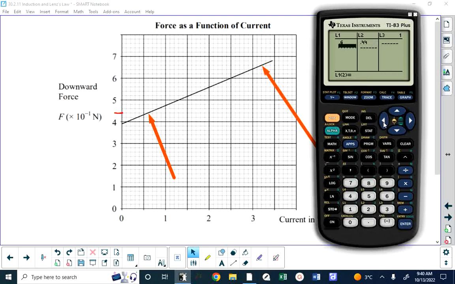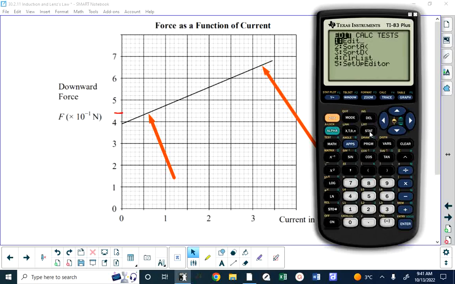For my X for this point, it's 3.2. And my Y is 6.6 times 10 to the negative 1, which is 0.66. Just double check that before I commit to doing the regression. 0.6 and 3.2. And then vertically we have 4.4 times 10 to the negative 1 and 6.6. I think it looks fine. So now I'm ready to do the regression.